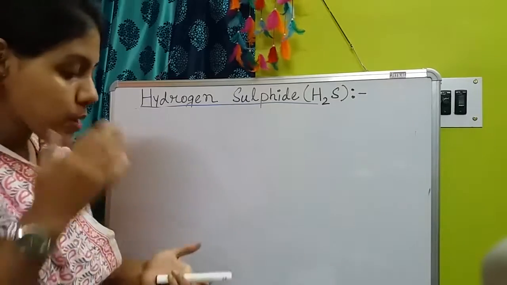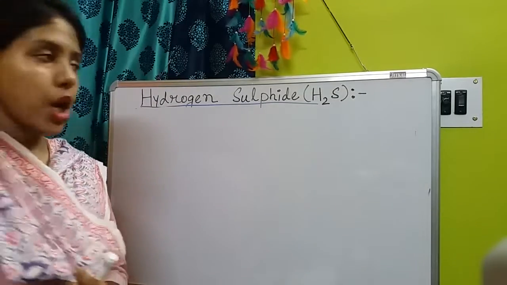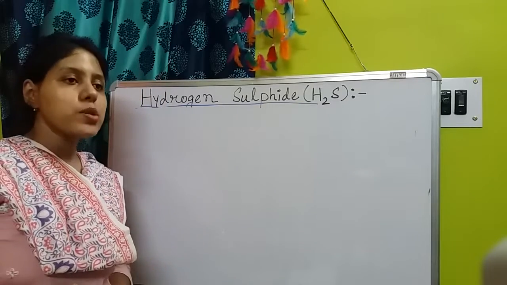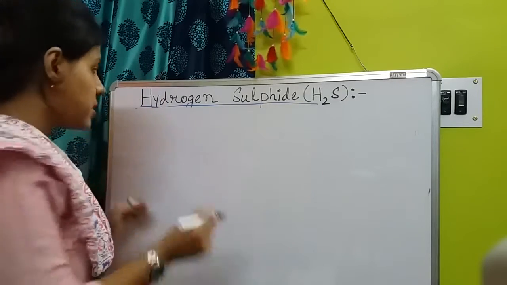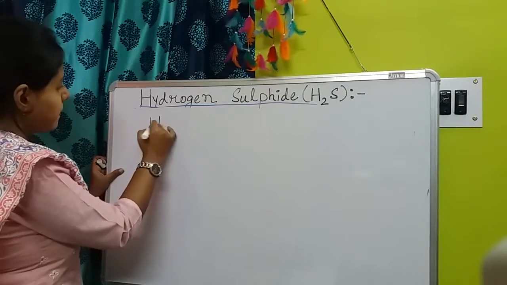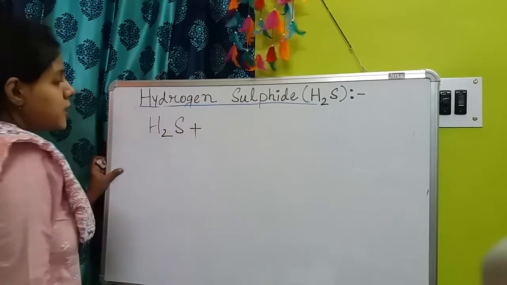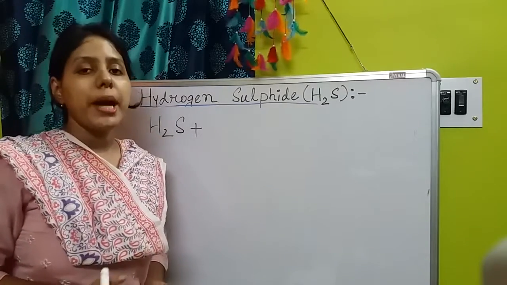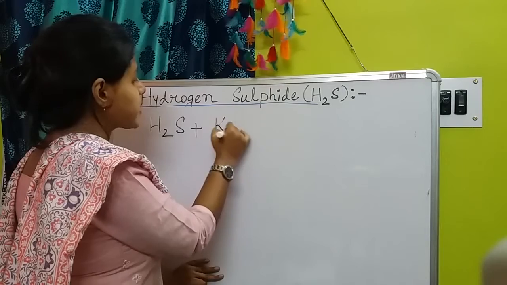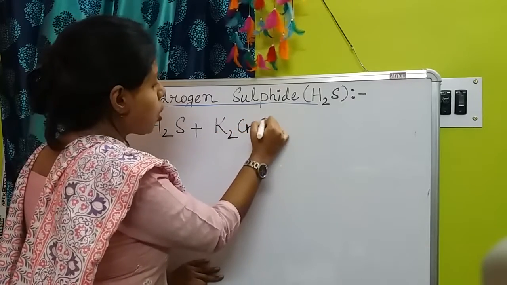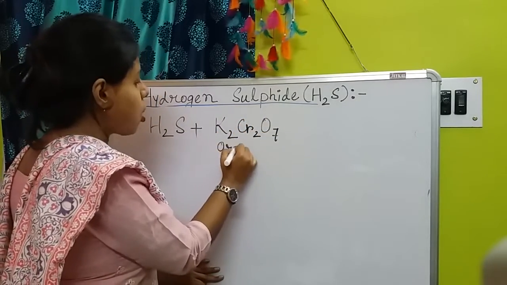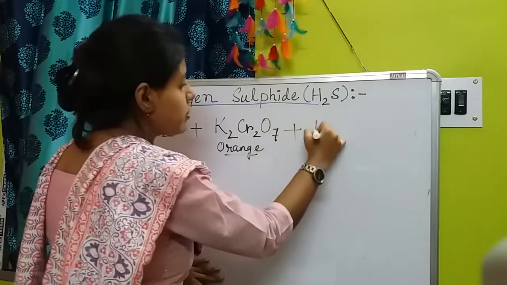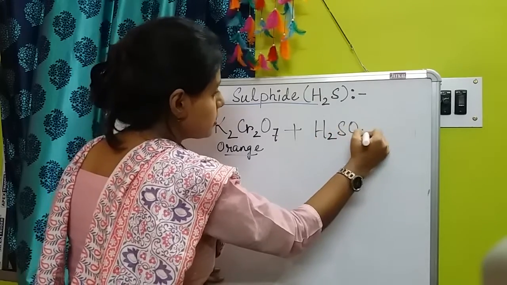Next is the reducing property of H2S. So H2S is an ideal reducing agent which is used to reduce different reagents. Like, first of all, suppose here I have taken the acidic solution of potassium dichromate. Potassium dichromate has the formula K2Cr2O7. Okay, it is orange in color, plus acidic solution means H2SO4 is present.